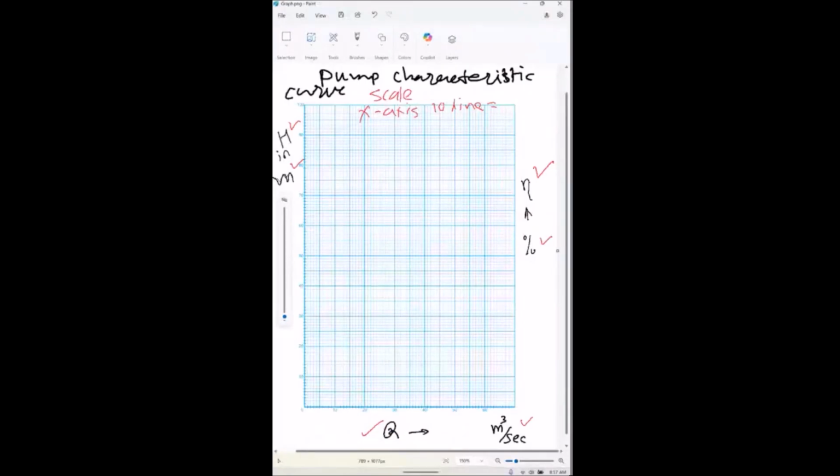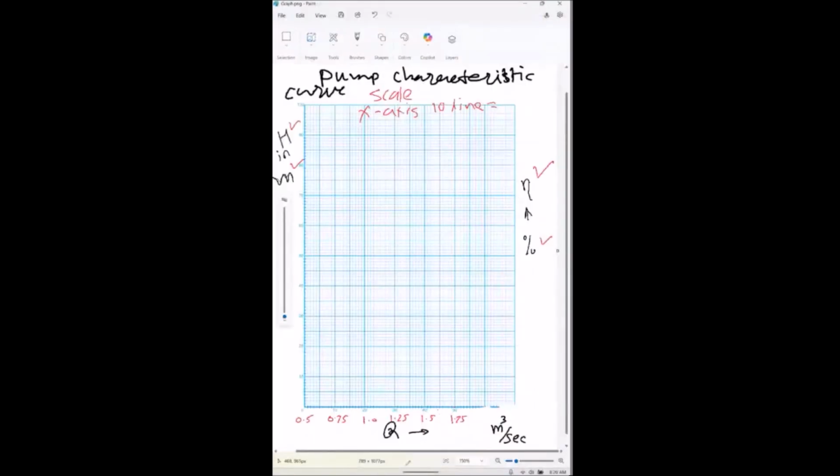Okay, so discharge, as I told you, it is varying, so here 0, 0.5, 0.75, 1, 1.25, I'm increasing by 0.25, here 1.5, here 1.75. What is the maximum? 1.6. Okay, so 1.6 is near about here. So it is okay now. This is into, don't forget this 10 to the power minus 3.